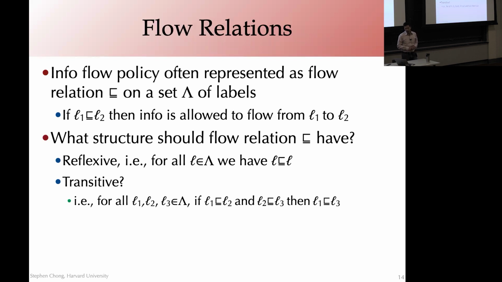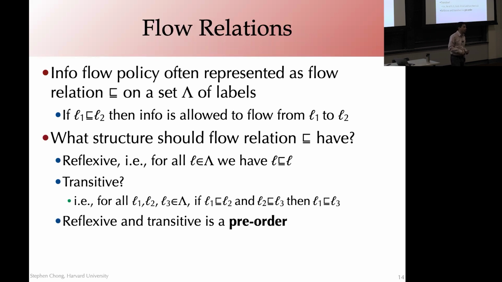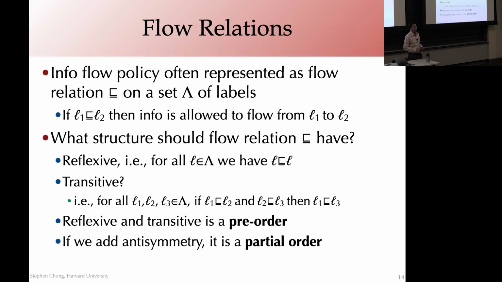Now, if we have a relation that's both reflexive and transitive, this is known as a preorder. We might also want to add what's known as anti-symmetry, in which case we'd have a partial order. Sorry, I misspoke. If we have a relation that's reflexive and transitive, it's a preorder.